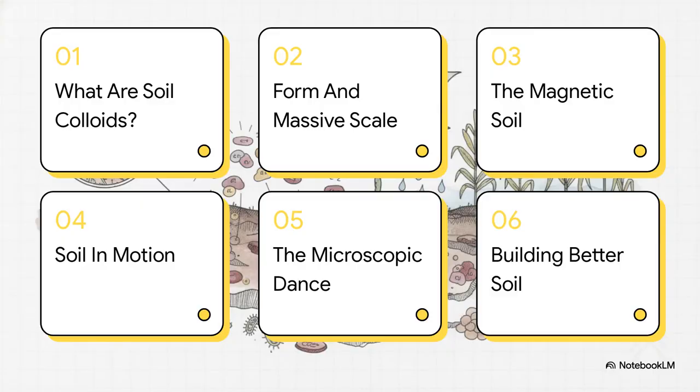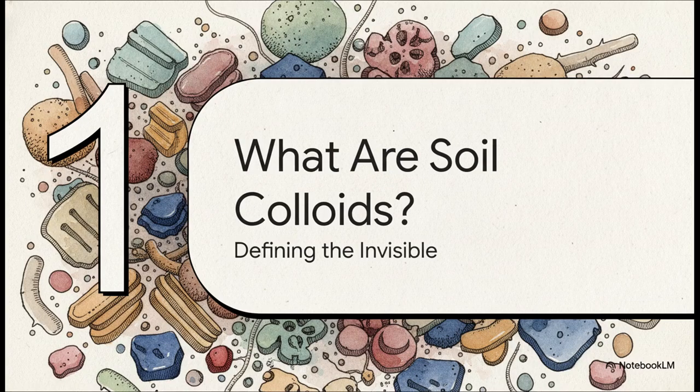colloids. To really wrap our heads around this hidden world, we're going to trace a logical path straight from the micro level all the way to the macro. We'll quickly hit on: 1. What are soil colloids? 2. Form and massive scale. 3. The magnetic soil. 4. Soil in motion. 5. The microscopic dance. And finally, 6. Building better soil. All right, let's jump straight into section 1.